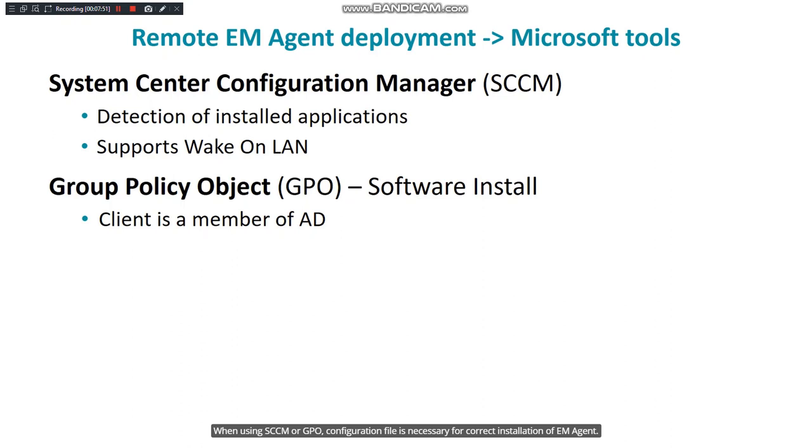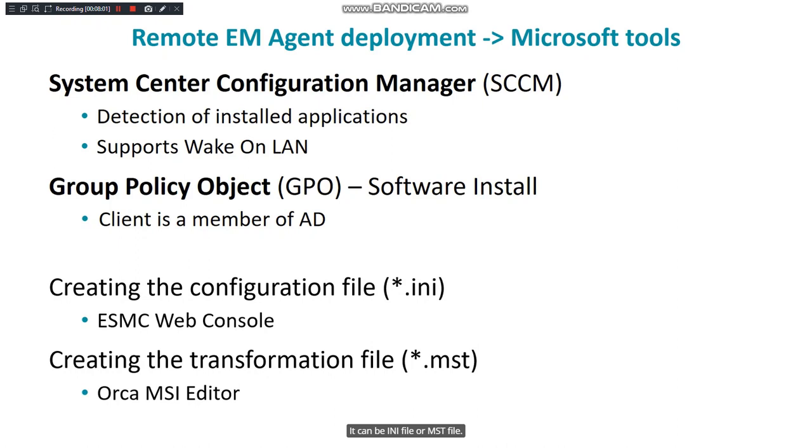When using SCCM or GPO, a configuration file is necessary for correct installation of EM agent. It can be an .ini file or MST file. These configuration files contain information that is necessary for correct installation of EM agent. Server hostname, agent port on the server, agent certificate and certification authority. Optionally passwords for certificate and certification authority. You can download the install config .ini file directly from the ESMC web console.